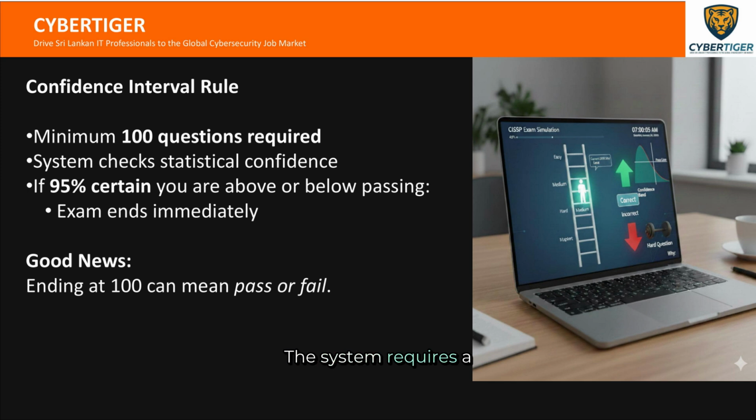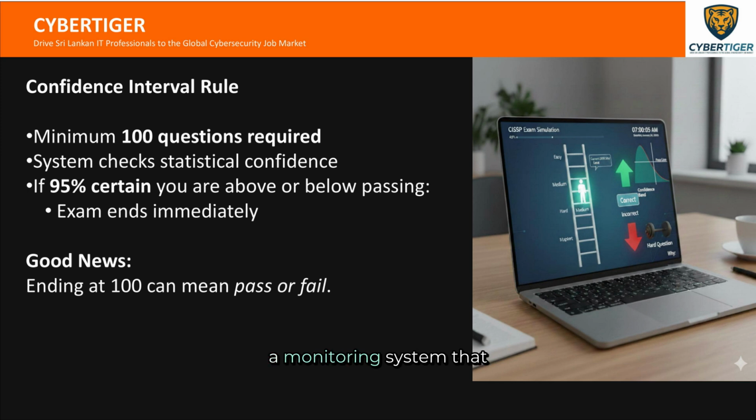The system requires a minimum of 100 questions before it can evaluate you. After that, it continuously checks statistical confidence in your ability level. If the engine becomes 95% certain that you're either above or below the passing threshold, the exam ends immediately. Good news. Ending at 100 questions doesn't automatically mean a fail. You could pass if the system is confident enough in your ability.